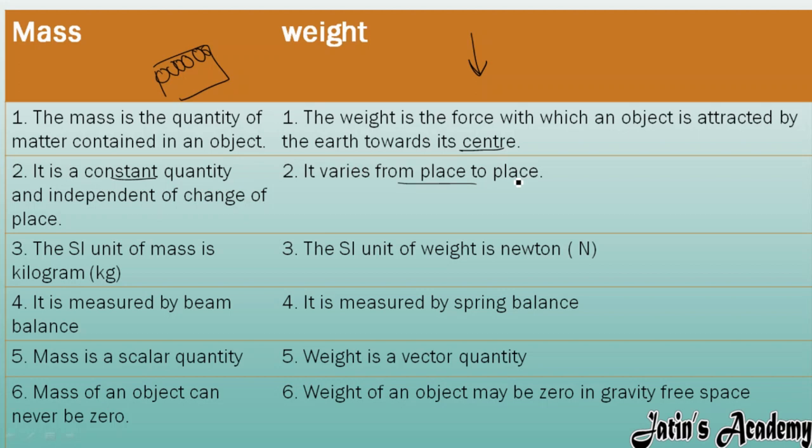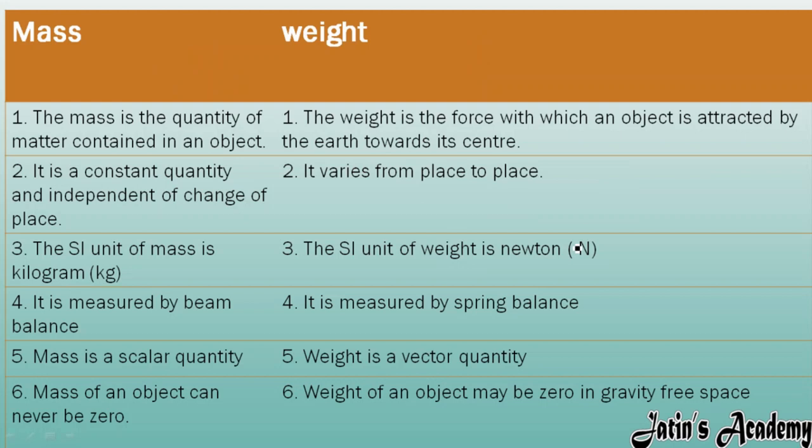Like for example, on the surface of Earth, weight is different, and on the surface of Moon, due to the change in the value of g or gravity, the weight is going to change. SI unit of mass is kilogram and SI unit of weight is Newton. Weight is a force only, and the SI unit of force is Newton. Similarly, the SI unit of weight is also Newton.